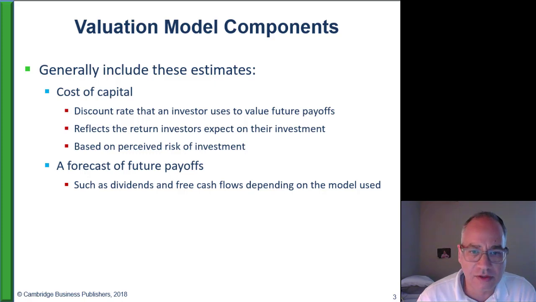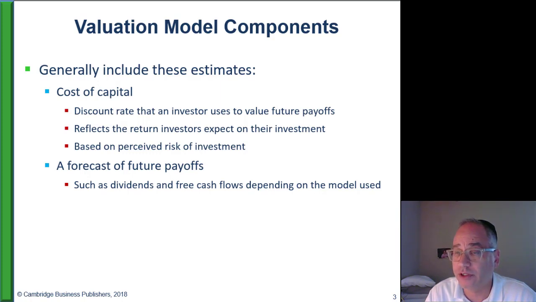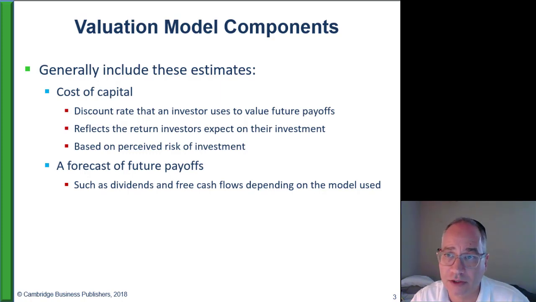So there are certain variables that will be used to determine the value. Cost of capital is the rate, the discount rate the investor usually uses to value future payoffs. It reflects the return that they expect on their investment based on the risk of the investment. Investors generally have a certain expectation for their investment. Sometimes it's higher, sometimes it's lower, but it's there. Also, the riskier the investment, the greater the return that they're going to expect. And when we're talking about returns, we're always talking about average return.